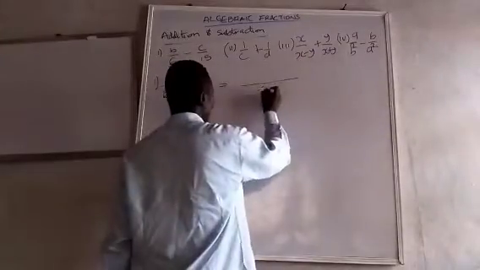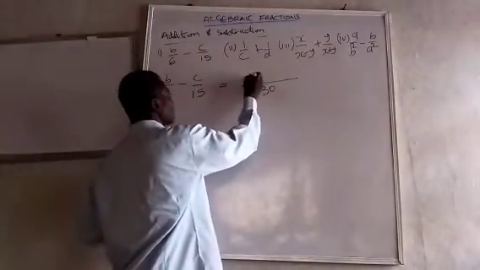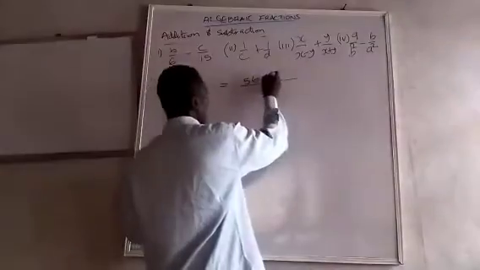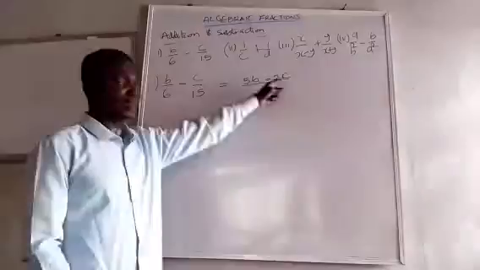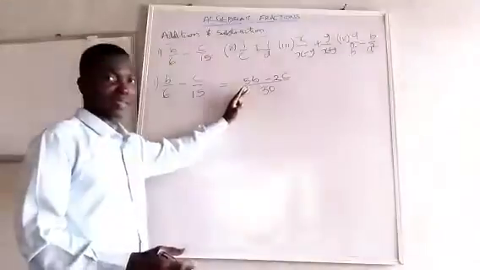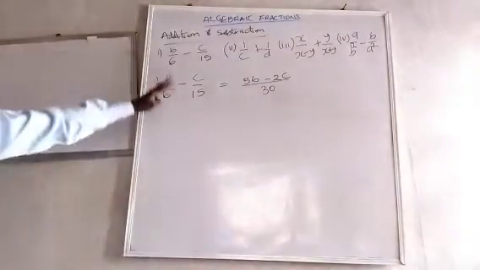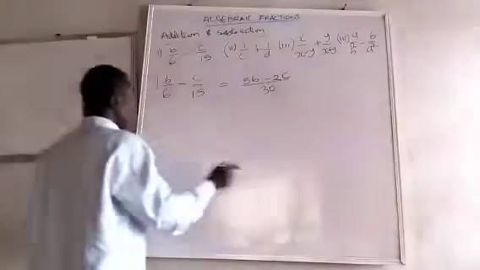So here, 30. 6 in 30, 5 times b, so you have 5b. 15 in 30, 2. So we can say minus 2c. Since b and c have nothing in common, we need the answer like this. That's the joy of handling algebraic fractions. Just leave it like that, unless you are told b is this, c is this, then you can go ahead and do that.